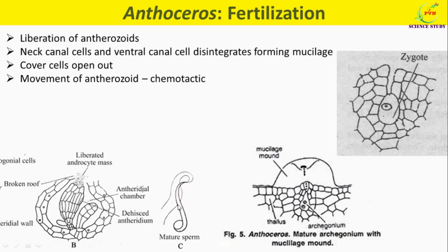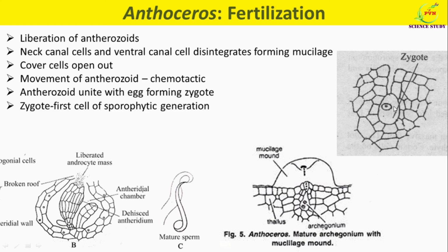Now these liberated antherozoids are attracted towards this mucilage. Actually, these antherozoids are attracted towards the chemicals which are present inside this mucilage. Hence, the movement of the antherozoid is considered chemotactic. Now, one of the antherozoids unites with the egg and a zygote is formed like this. A number of zygotes are formed on a single thallus.